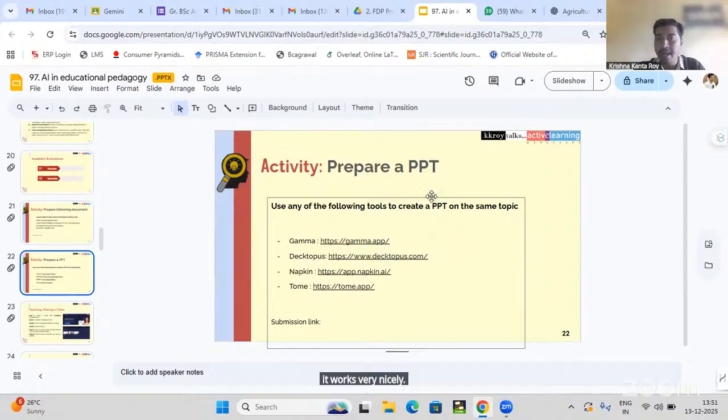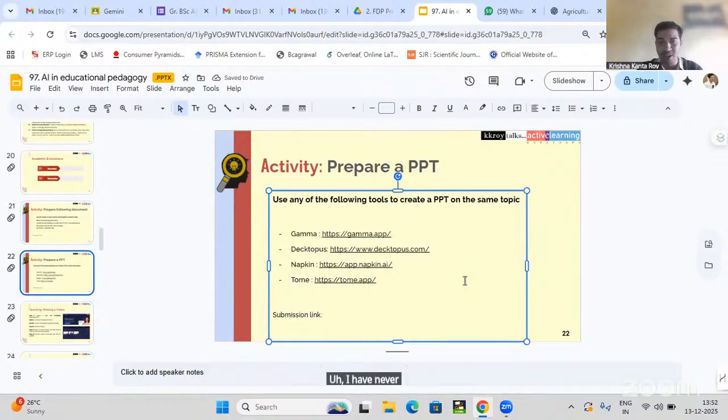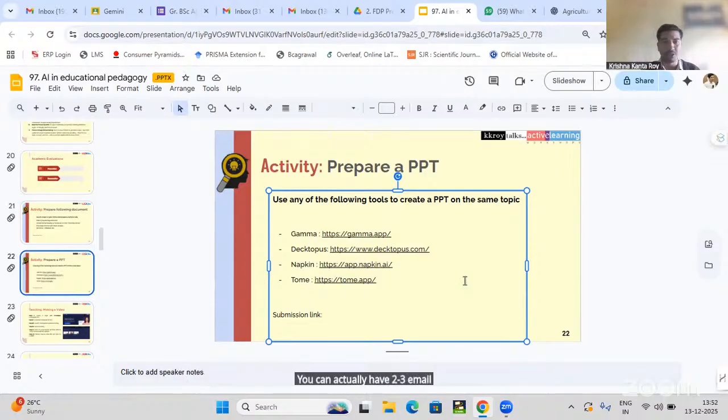Never pay for them unless you are making lots of PPTs daily. I have never paid for any of these. Rather, I would suggest, it gives you a credit system where you can create so much with so many credits. You can actually have 2-3 email IDs, use those, and then it works very nicely.